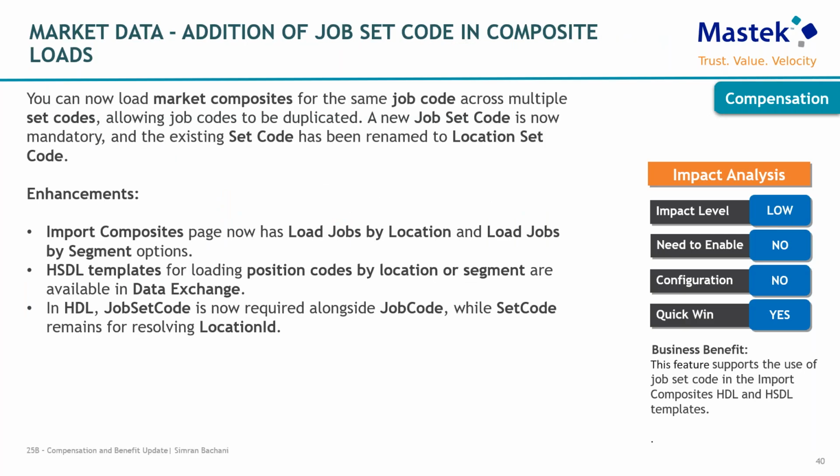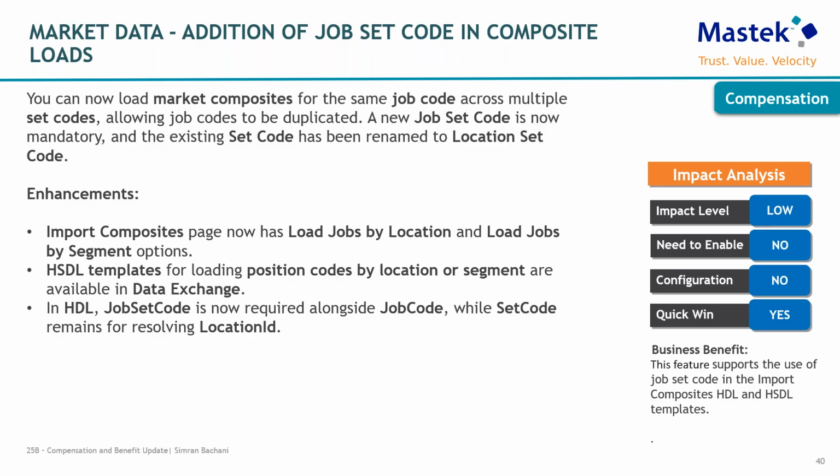The next is market data, addition of job set code in compensation composite loads. In this release, market composites can now be loaded for job codes used across multiple set codes, enhancing the flexibility. Job codes can be duplicated across different set codes with the introduction of a new mandatory job set code and a renamed location set code. The import composites page now features load jobs by location and load jobs by segment buttons.